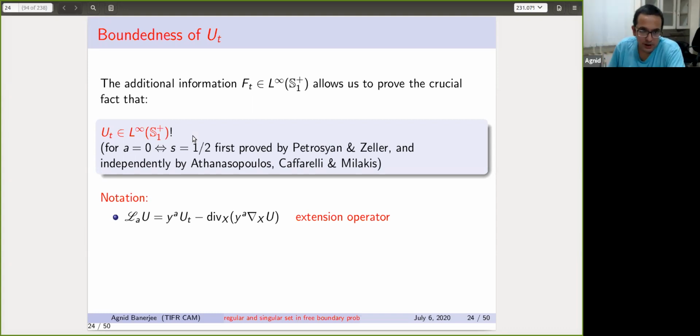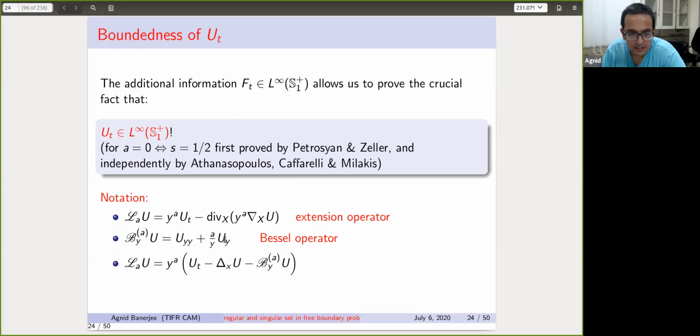So before I go further, these are my notations. The operator that I had, which is in that thick space, I will denote by the script L_a. And that operator, if you just open up this divergence form structure and take y to the a common, you realize that it has two parts. One is the Bessel operator, and the other is the Laplacian, which corresponds to the heat operator.